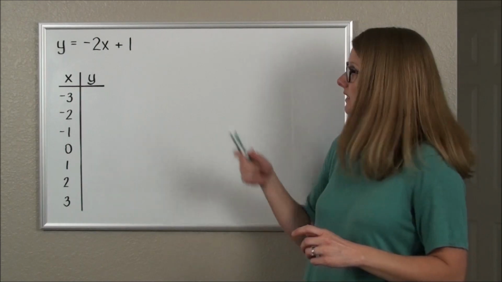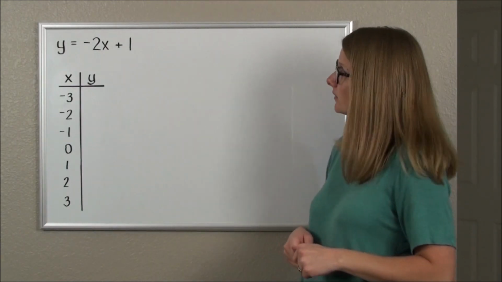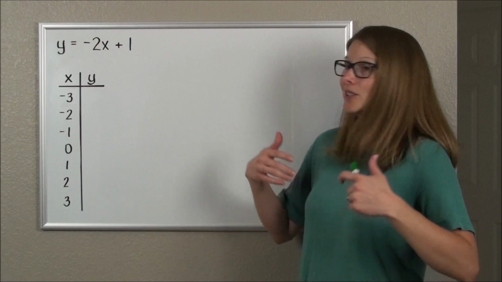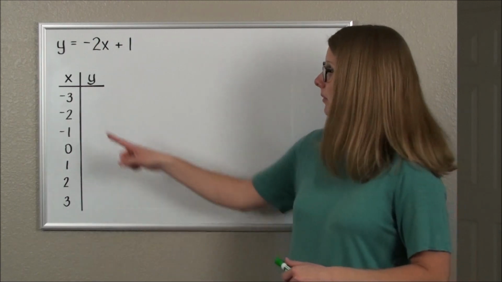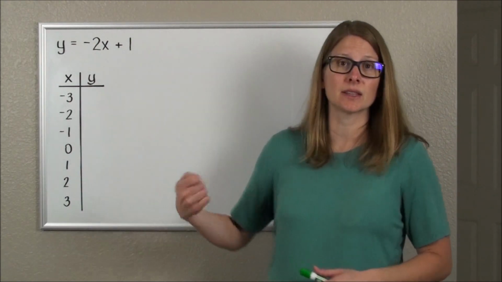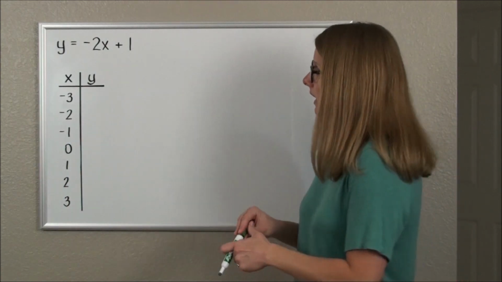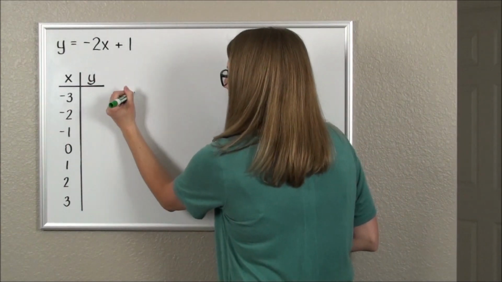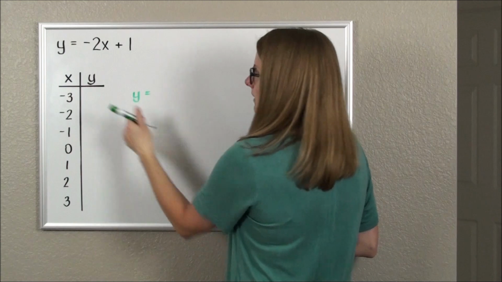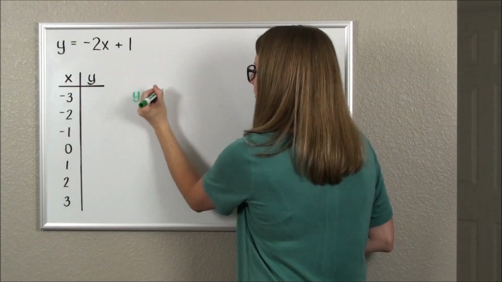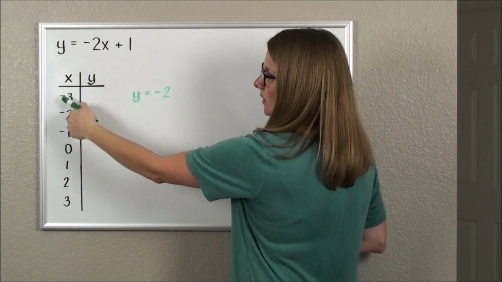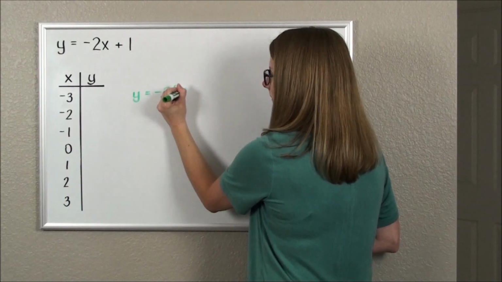Okay, so for this next example, we have a new equation, y equals -2x plus 1. We're going to do the exact same thing we did in the last example. We're going to plug in different x values, crank them out to figure out our y values. So off to the side, let's figure out what we get for y. So y equals -2, and then instead of x, I'll plug in -3.